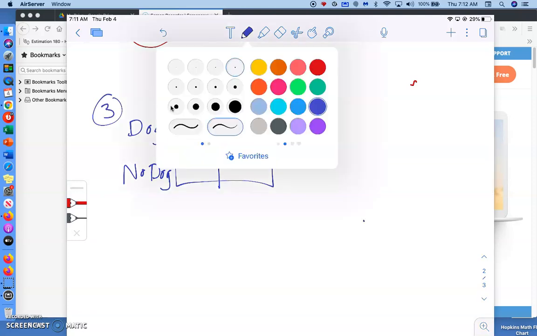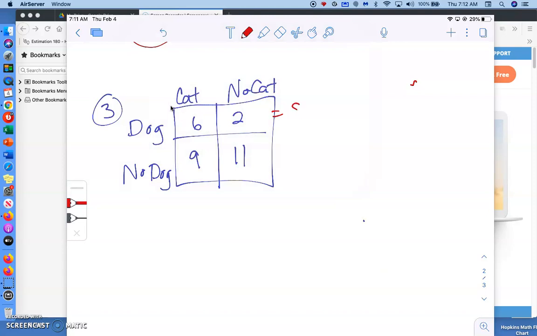So if we total, this first row is 8. This second row is 20. This first column is 15. This is 13. So our total here, because our outside totals, is 28 on each of them. And this is where we're going to start taking a look at conditional probability. Well, let's take a look at a couple of them here.